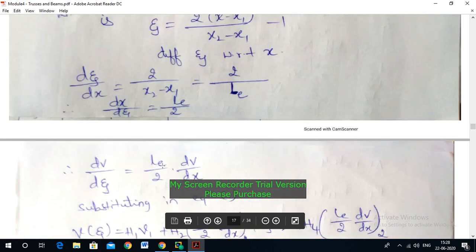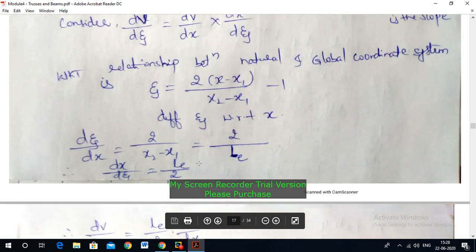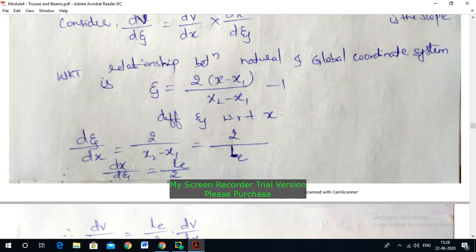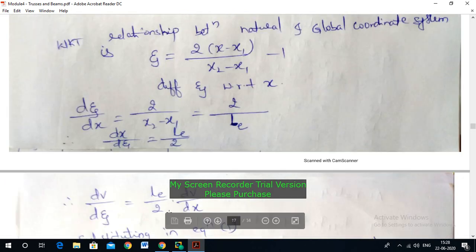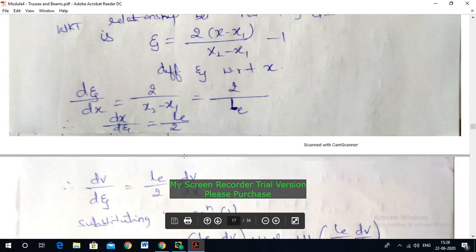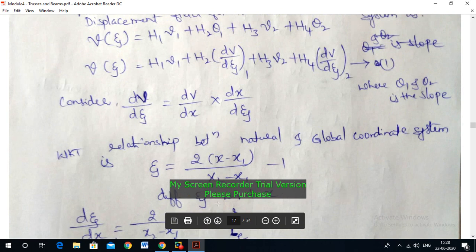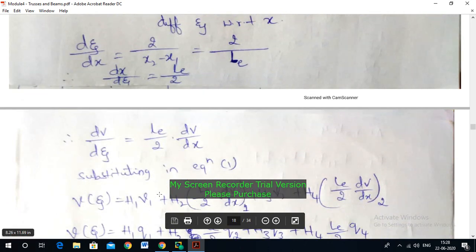Therefore dv by d zeta is equal to LE by 2 into dv by dx. Substituting this slope, which we already calculated, into equation number 1, v of zeta is equal to h1 v1 plus h2 times theta 1, that is dv by d zeta at node 1, which is LE by 2 into dv by dx, plus h3 v2 plus h4 times dv by d zeta at node 2, that is LE by 2 dv by dx at node 2.